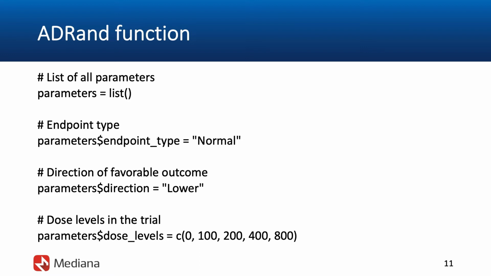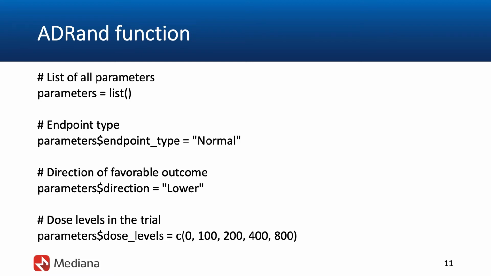At the very beginning, this is a requirement for all of the functions included in the Mediana Designer package, we first need to initiate a list of parameters. And then the individual parameters would then be placed as individual elements on this list of parameters. The first parameter that we're going to pass on to this function is the specification of the endpoint type. As you can see on the slide, the endpoint type here is set to normal, so we assume the primary efficacy endpoint to be continuous and normally distributed.